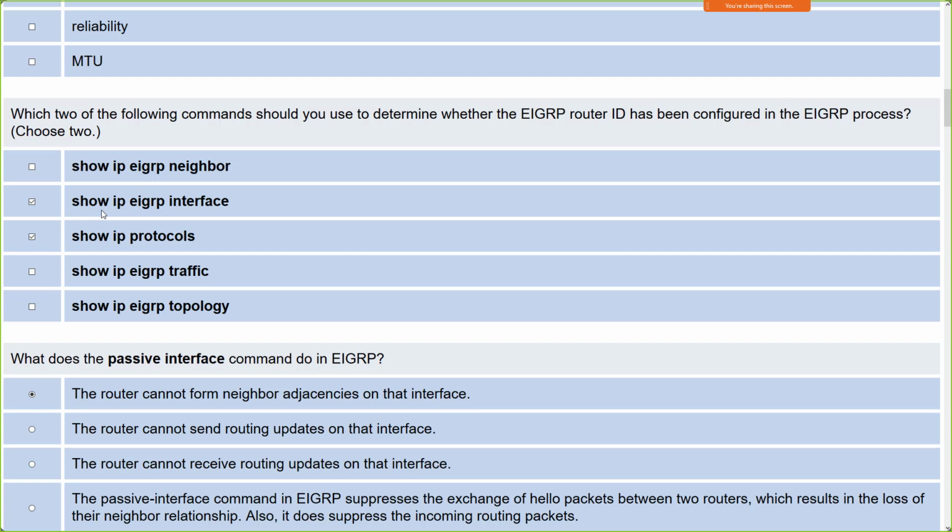Okay, let's talk about show IP EIGRP topology. The question says, which of the two following commands should you use to determine whether the EIGRP router ID has been configured in the EIGRP process? So how would show IP EIGRP topology show me that information? The only thing that you can infer from show IP EIGRP topology is which interfaces are actually running EIGRP.